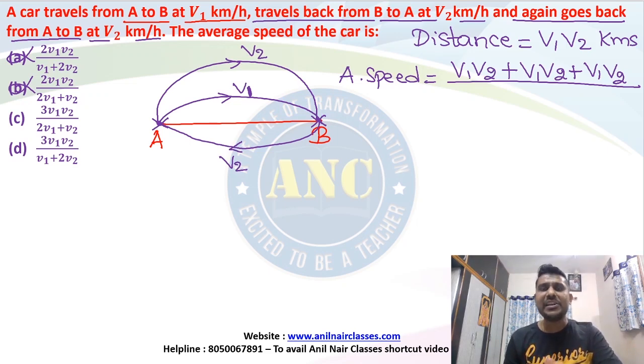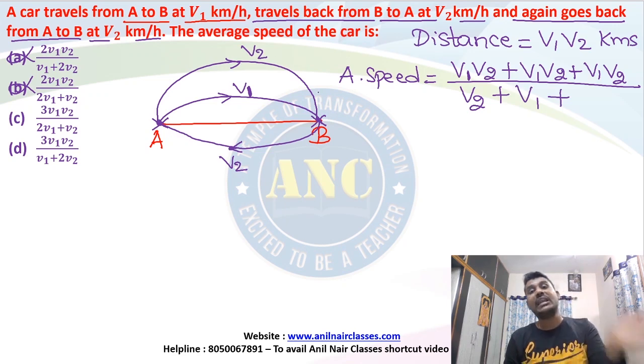Now total distance we calculated. Total time: time is nothing but distance by speed. Distance from A to B is V1 V2 divided by speed V1, so V1 V2 divided by V1 is nothing but V2, plus time from B to A. It is distance by speed. Distance from B to A is V1 V2 and speed is V2. V2 will cancel. You will be left with V1, and time from A to B once again, the last travel from A to B.